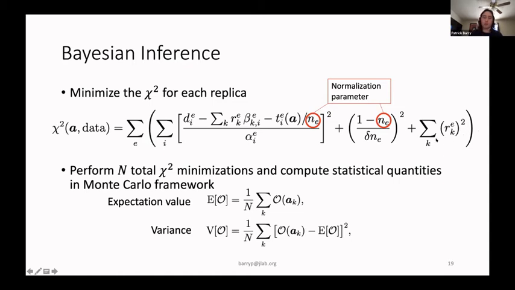nuisance parameters R. And so this is a Monte Carlo framework. So what we do is we implement this chi-squared many times. So we perform it a total of n times, and then we can compute statistics in the Monte Carlo framework. So such as the expectation value, which is really the expectation value of some observable is really the average of those observables. And then the variance is calculated in a similar manner.